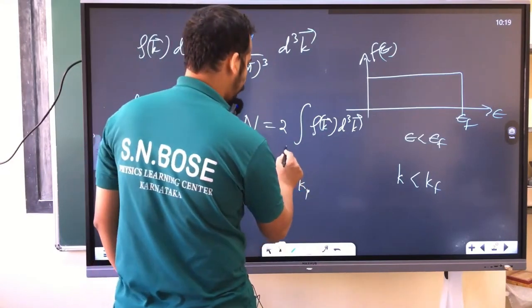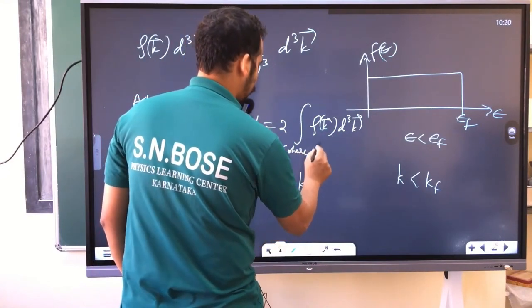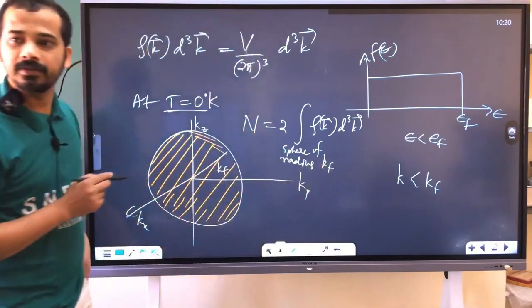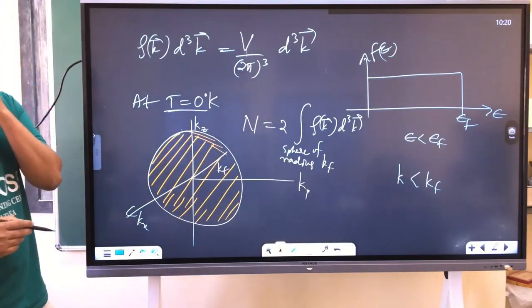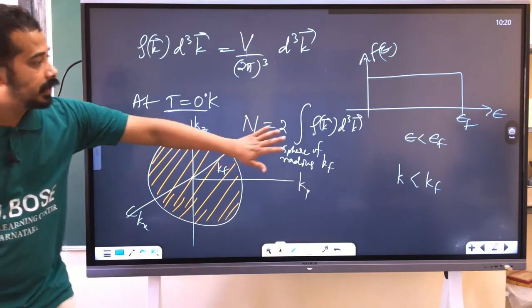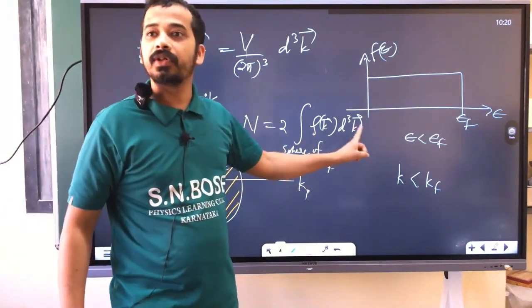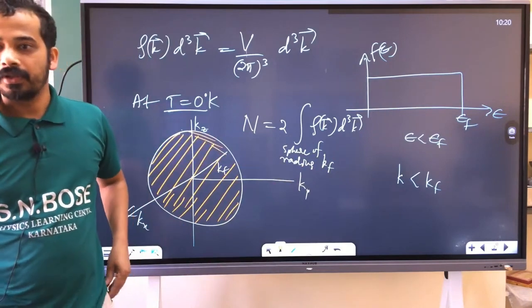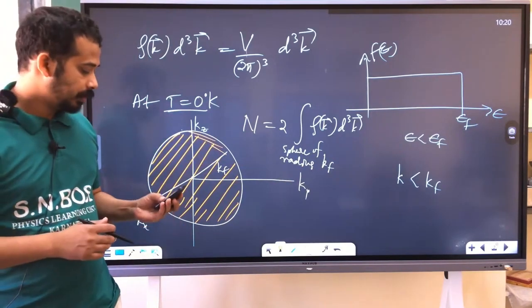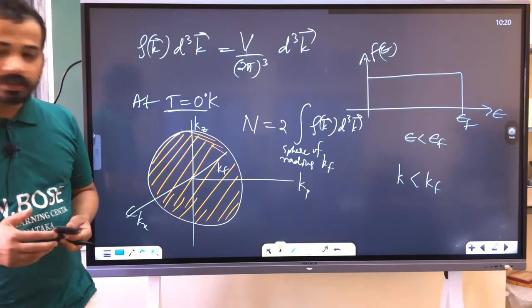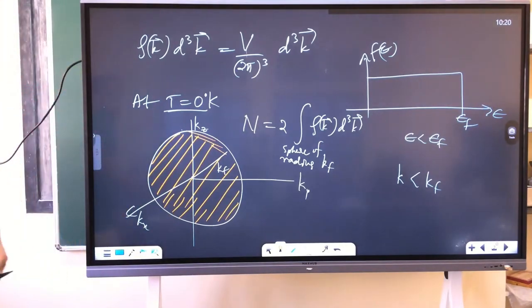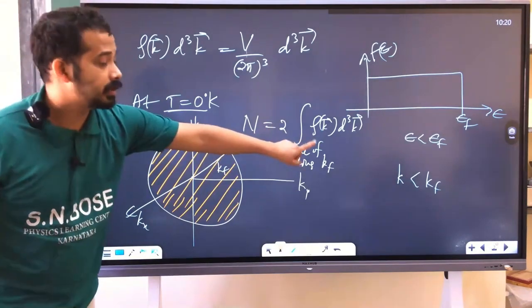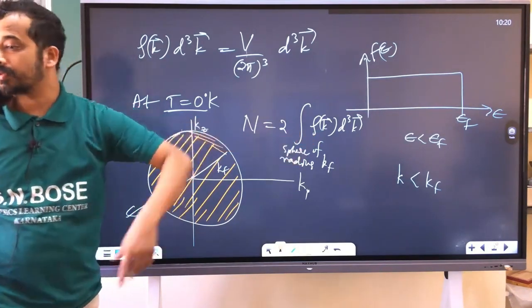Sphere of radius kf. You got this idea? Count again. Here's what I did: I counted the total number of states within the Fermi sphere. That count, you have to multiply by 2 if you have electrons, because this is a count of only translation states. Spin states are also there.